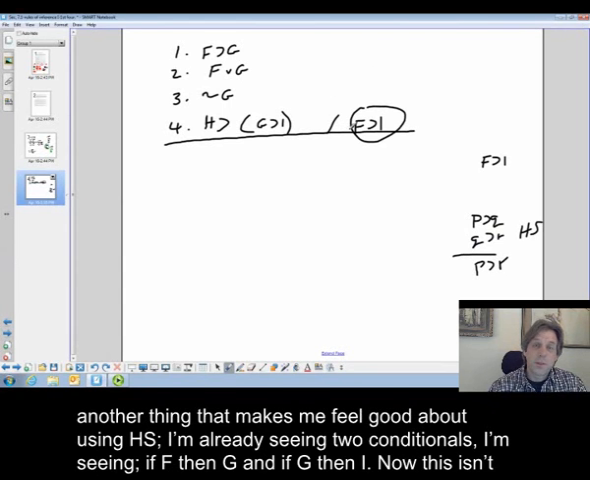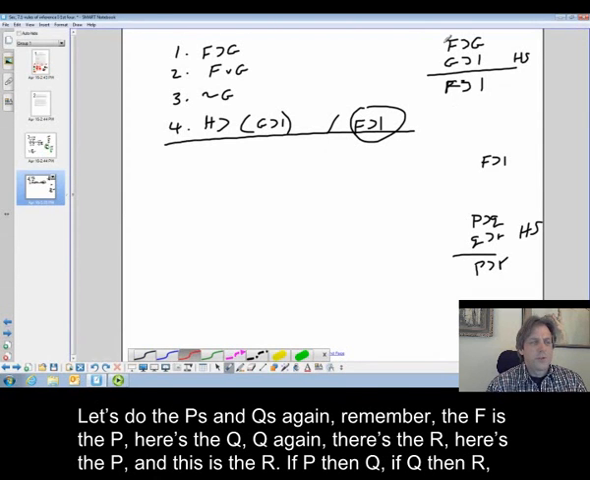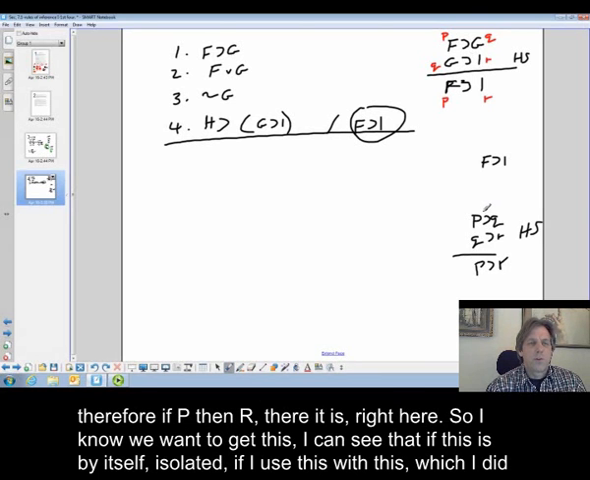And here's another thing that makes me feel good about using HS. I'm already seeing 2 conditionals: if F then G and if G then I. Now this isn't isolated, but let's say it was. If I put if F then G together with if G then I, what does that give us using HS? It gives us if F then I. Let's do the P's and Q's again. The F is the P, here's the Q, Q again, there's the R, here's the P, and this is the R. If P then Q, if Q then R, therefore if P then R, there it is.